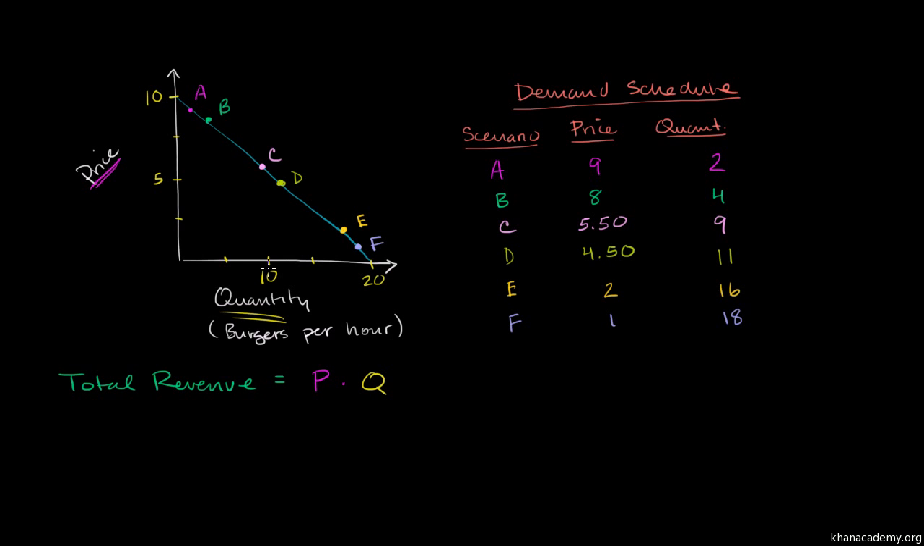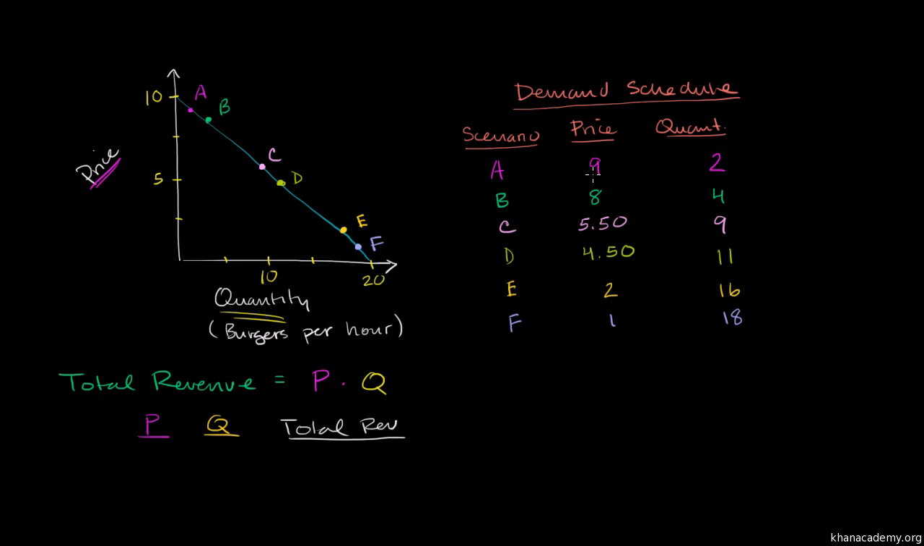Now let's think about what the total revenue will look like at different points along this curve. And actually, let me just make a little table right over here. I'll make one column price, one column quantity, and then one column total revenue. All right, so let's look at a couple of scenarios here. Well, we could actually look at some of these points that we already have defined.